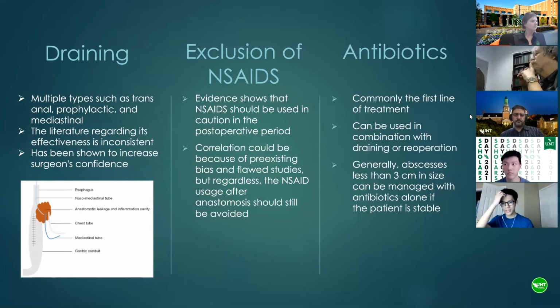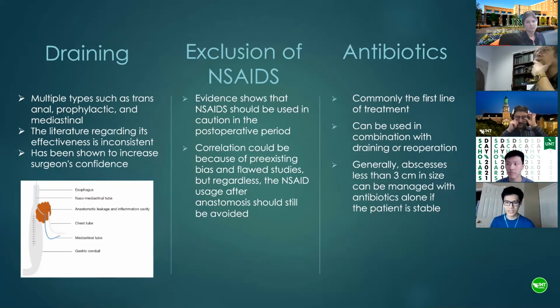The exclusion of NSAIDs, or non-steroidal anti-inflammatory drugs, has been shown to help anastomotic leakage, with a meta-analysis showing that NSAIDs may increase the risk of anastomotic leakage. But many of the studies included in that meta-analysis were flawed, but it should still be avoided.